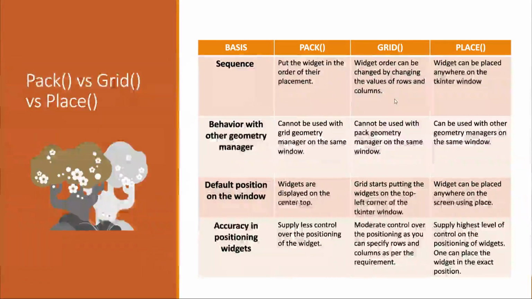Our last point for differentiation is accuracy in positioning the widgets. The pack geometry manager provides less control over the positioning of the widget, whereas the grid geometry manager provides moderate control, as you can specify the row or column values and position the widget wherever you want. But there are limitations, like you won't be able to place it anywhere on the screen, which you can do using the place geometry manager.